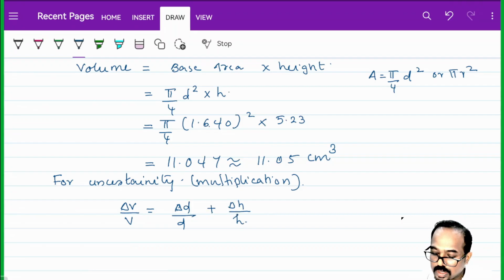Now you check what is the power. D has a power, right? That power you need to multiply, D square. So this will be 2 into 1, right? For height, what is the power? 1. Power always you need to multiply. Correct? So delta V by V is equal to 2 into, what is delta D here?